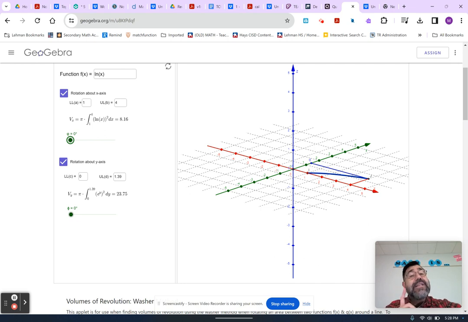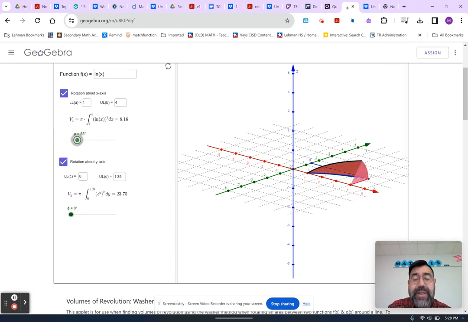So what the solid of revolution says is if we take a shaded region, and I wish I could shade this part right here, the one that's trapped between the natural log of x, the x-axis, and x equals 4. It's not a triangle, but this little shape right here. If we shade that in, and then we spin it around the x-axis, now watch, this is exactly what's going to happen.